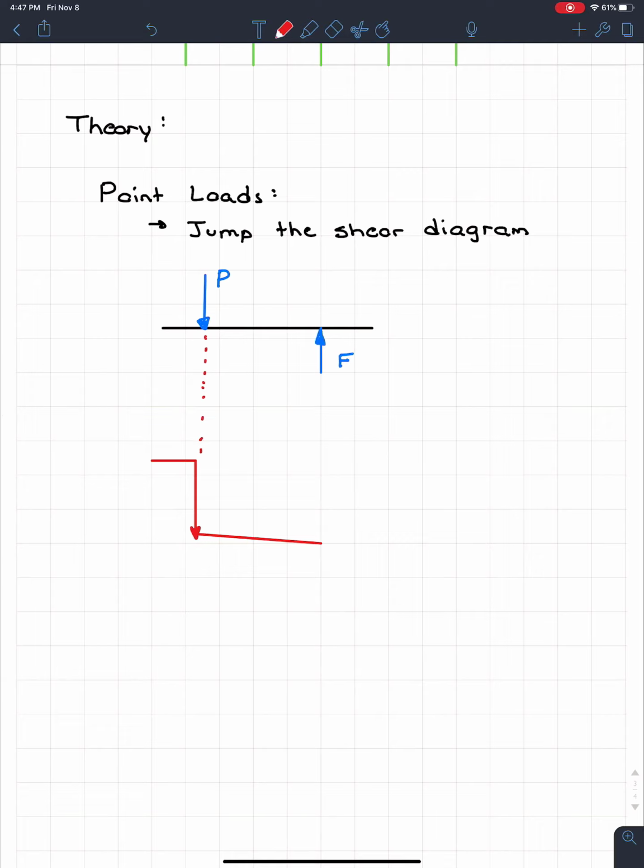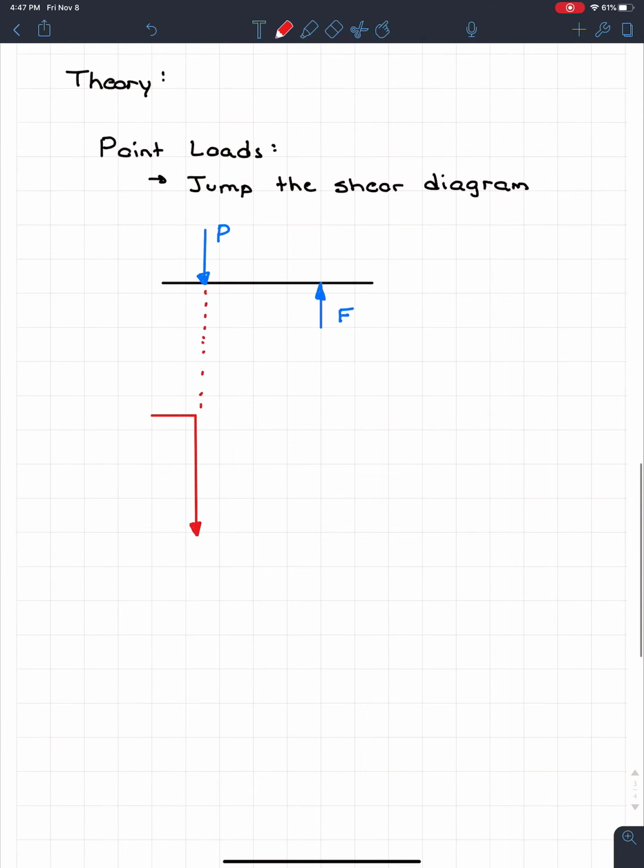So let's erase this and try to make this a little bit cleaner. What's going to happen at this point is it's going to drop down by a magnitude of P. Between P and F, nothing happens, so it's just going to go straight across. And then at the end, it's going to jump up by a factor of F, and then it's going to carry on. So I'm just going to put real quick over on the side here that this is the shear, so you guys can see what's going on.